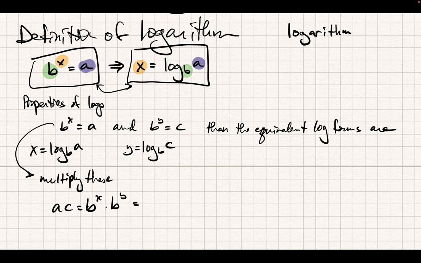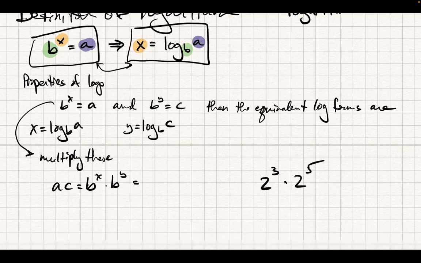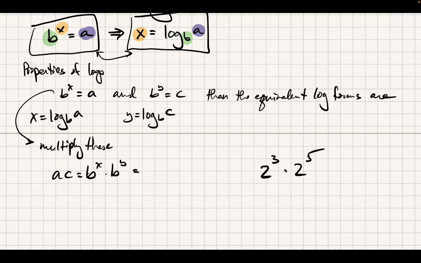So if I have 2 cubed times 2 to the 5th, that means 2 to the 8th. So b^x times b^y is b to the x plus y. The exponent is x plus y? Yes. So far so good?